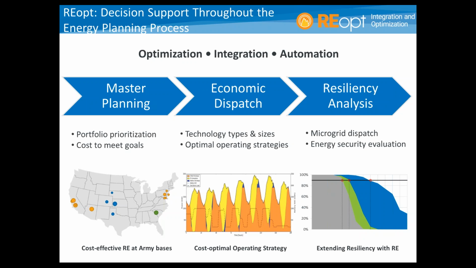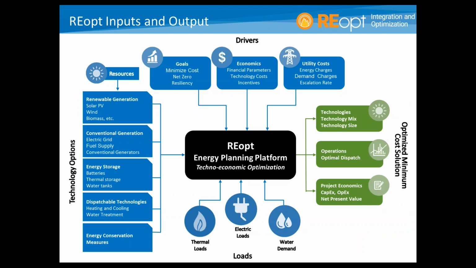The next slide here describes REopt inputs and outputs. In the center there is the REopt energy planning platform, so that's the model that we've developed here at NREL. It's a mixed integer linear program. It's a mathematical model that's written in the Mozo programming language, and we do a lot of site-specific and client-specific customizations to it. It solves an energy balance at each time step.